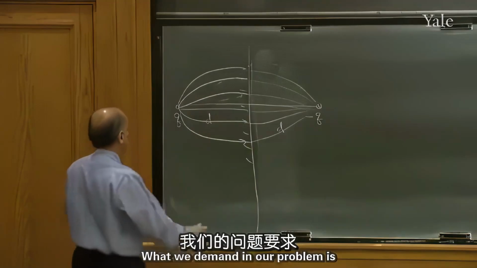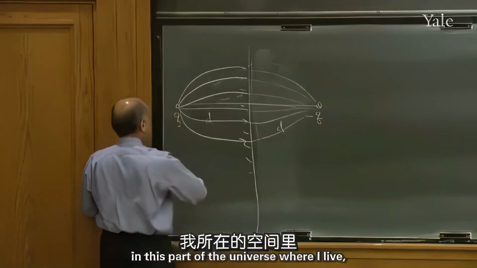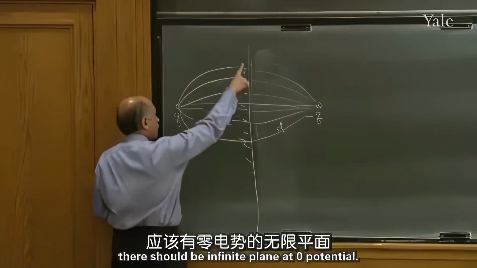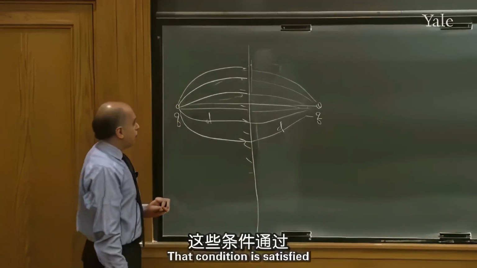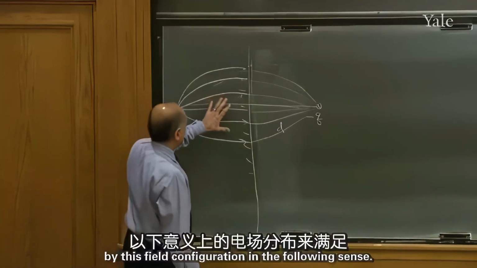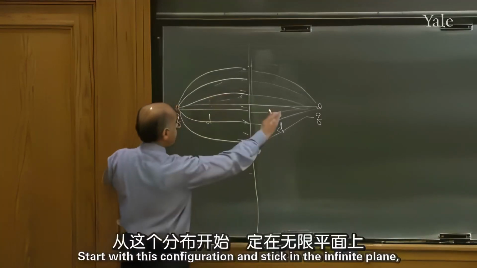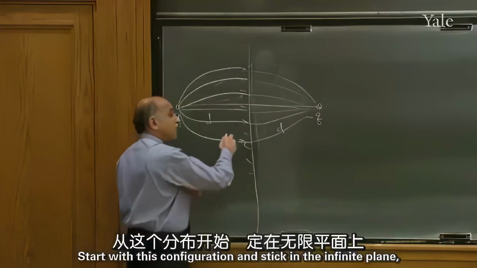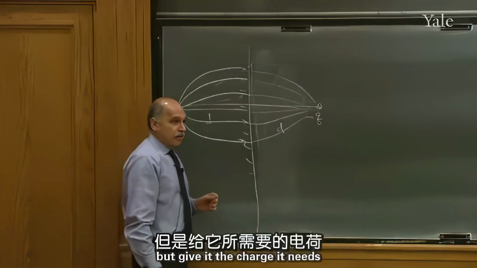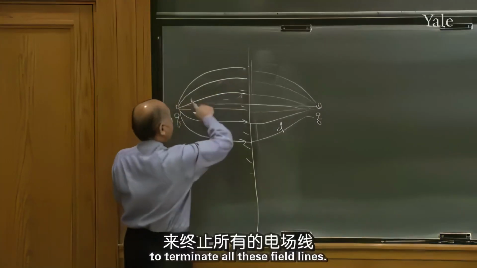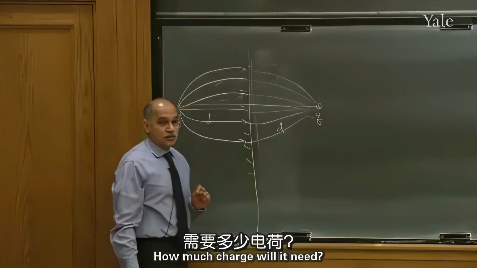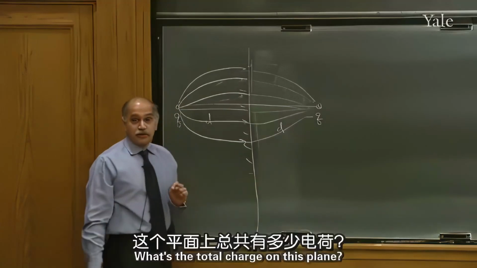Because what do we demand in our problem is in this part of the universe where I live, there should be a charge Q, there should be an infinite plane at 0 potential. That condition is satisfied by this field configuration in the following sense. Start with this configuration and stick in the infinite plane. But give it the charge it needs to terminate all these field lines. How much charge will it need? You can tell right away.